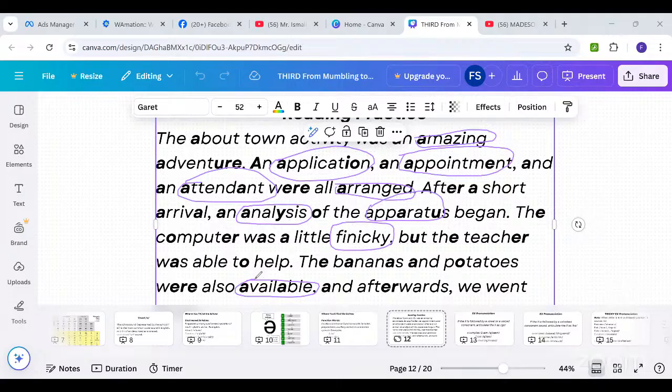Let me take it again. Amazing. Application. Appointment. Attendant, arranged, analysis, apparatus. No, can you please take the reading? Available. Okay.